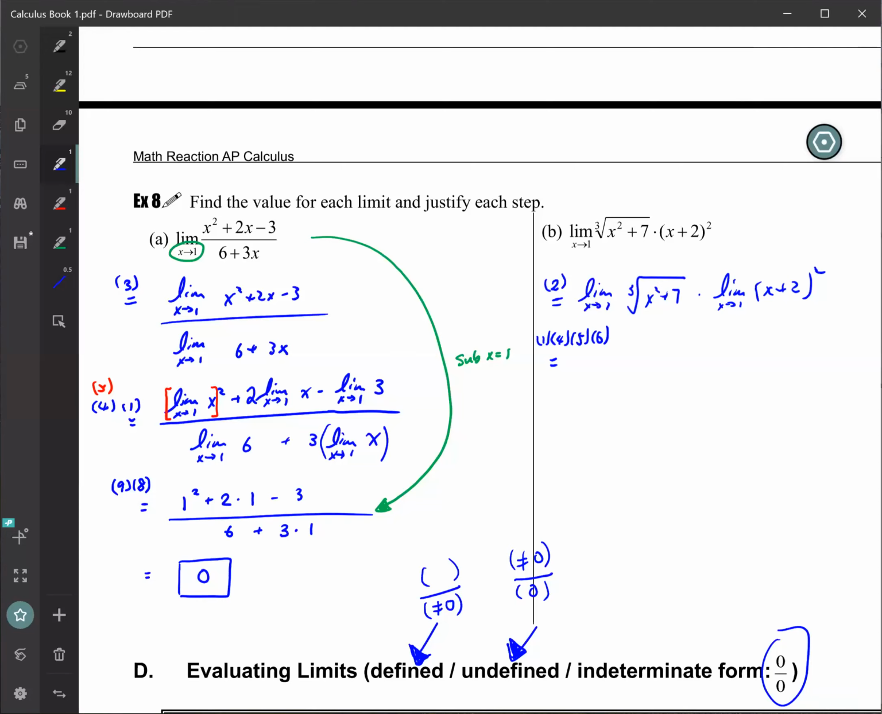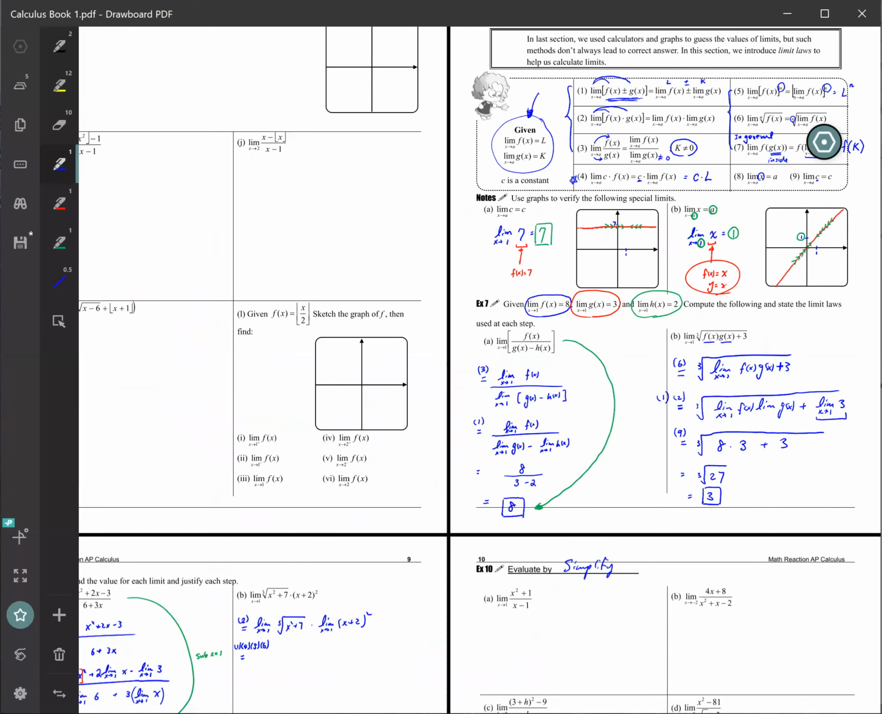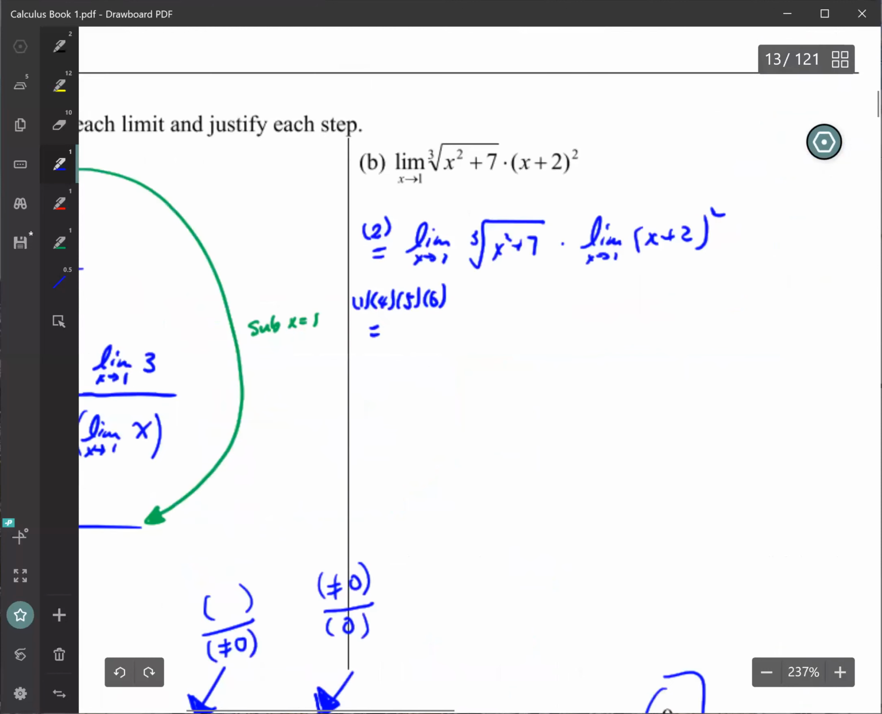I did law number 4 because I expanded it. So if you don't, I don't think you need it. Okay. And then law number 5 I used because of the x squared exponent, yeah. And then law number 6 I use because of the cube root. Okay, so can you tell me what it looks like after you apply the laws?